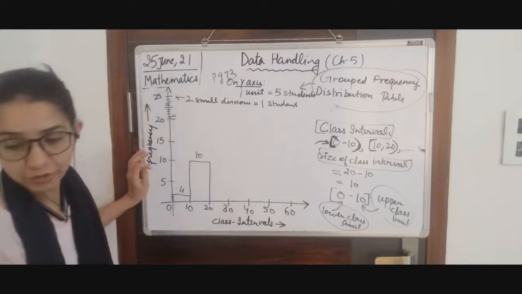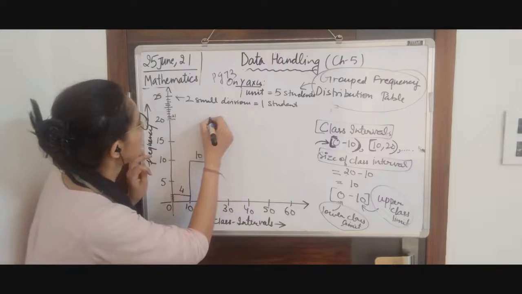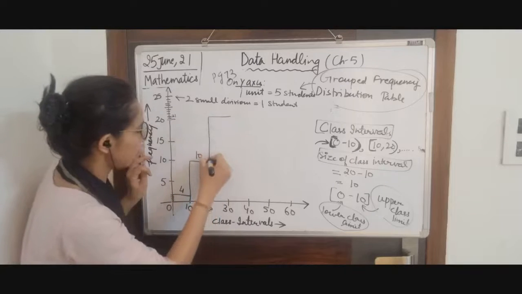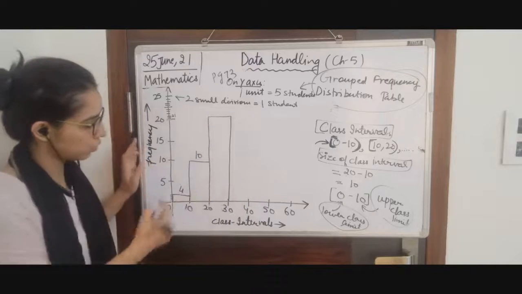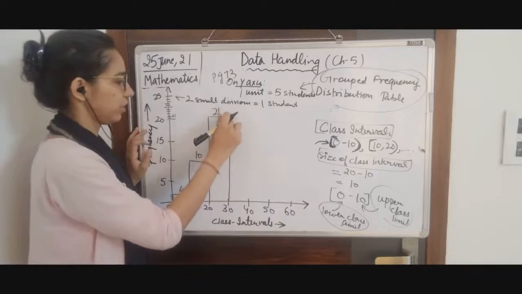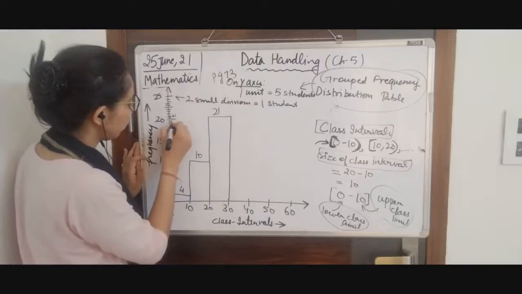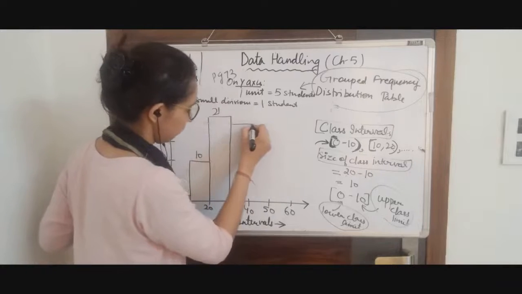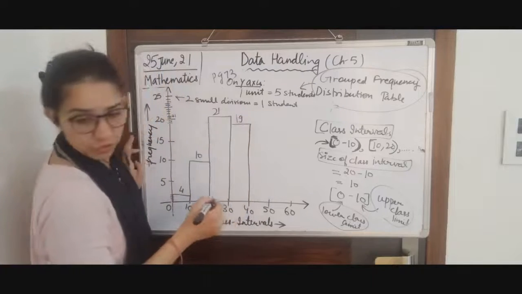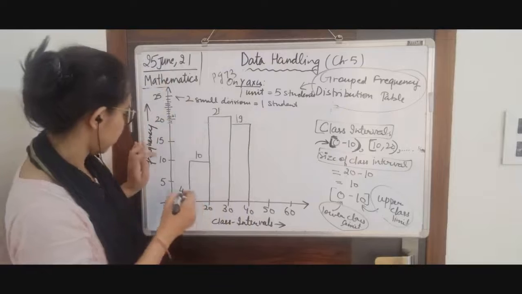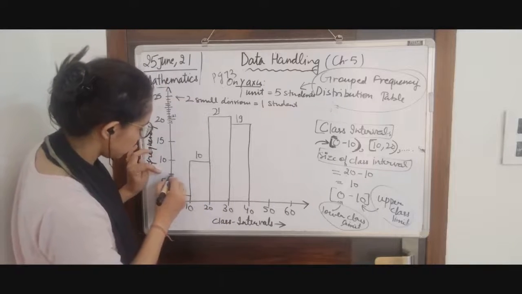Then we have 20 to 30, 21. So 21 is this. These are continuous bars, no gap between them. After 21 we have 19. So 19 is 2 divisions below this. It is going to be like this. This is 19. Then 40 to 50 is 7. 7 means after 4 divisions. 1, 2, 3, 4. This is going to be our 7.